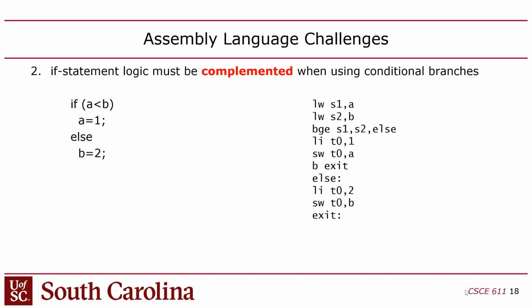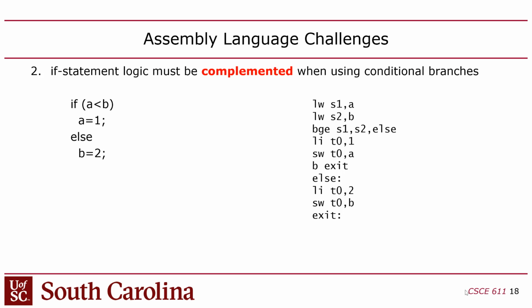So you can't say if A is less than B. You got to say if A is not less than B, then skip the next block of code. That's the then part, right? And go to the else part, right? So notice I say branch if greater than or equal, because greater than or equal is the opposite of less than, right? So if it's greater than or equal, skip.